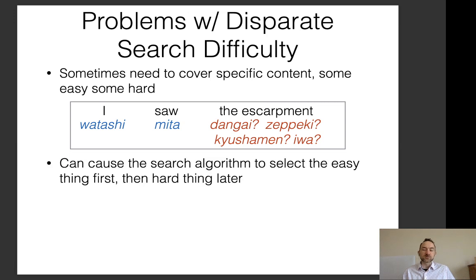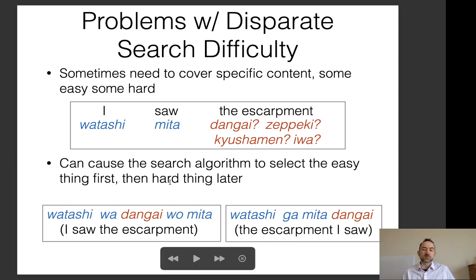And greedy search, for example, can cause the search algorithm to select the easy thing first and then the hard thing later. So a well-conceived search algorithm would essentially generate the gold standard, like watashi wa dangai o mita. This is a correct translation of "I saw the escarpment." However, an incorrect or not ideal search algorithm would do watashi wa mita or watashi ga mita dangai.